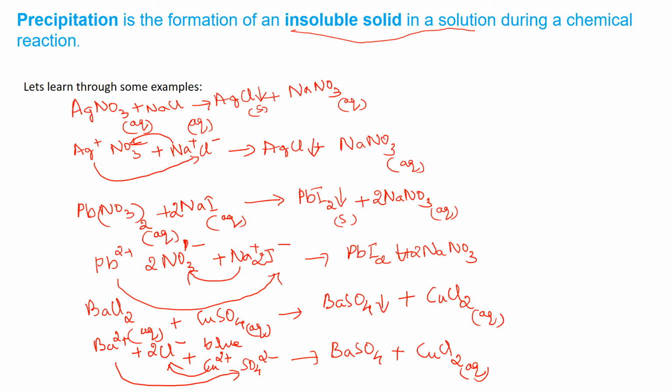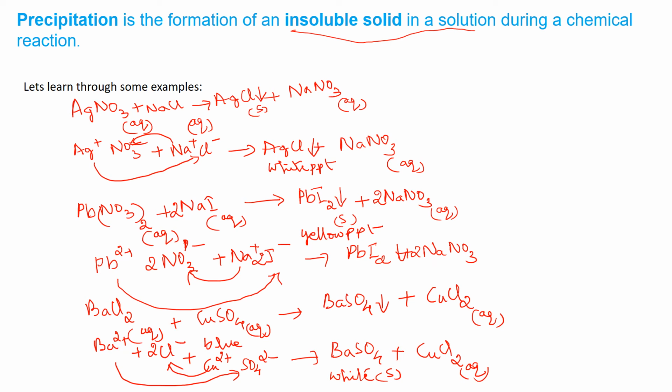Barium sulfate is a white colored precipitate. Remember, lead iodide formed here is a yellow precipitate, and silver chloride is a white colored precipitate. These color changes you have to remember.